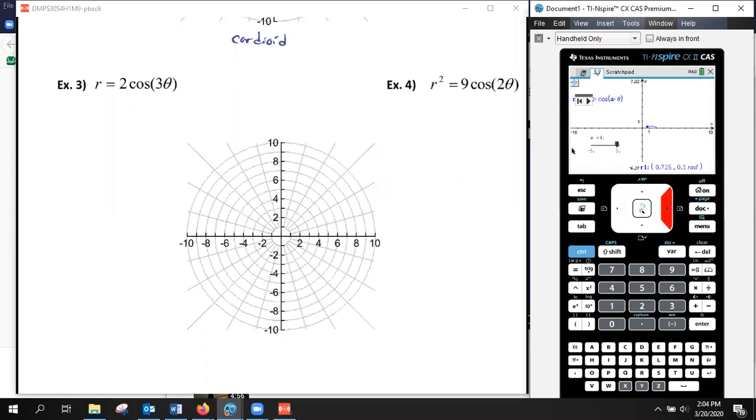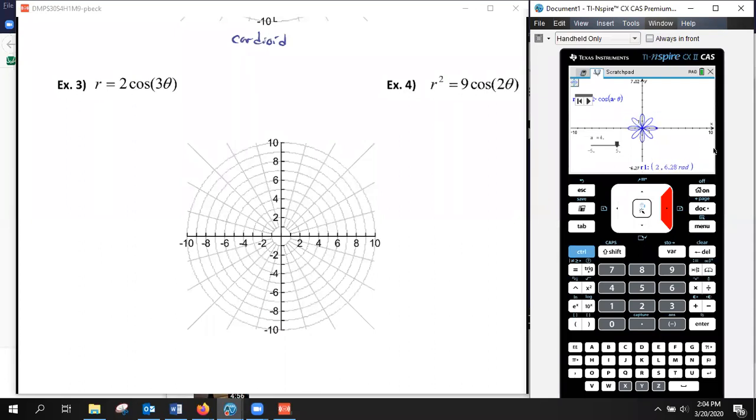So as you go and you start creating this, and I encourage you to be doing this on your calculator as well, if you notice, it's right here that we're at pi, and we've only created half the entire graph, and that's because this is an even number of petals, or this is an even coefficient in front of it.